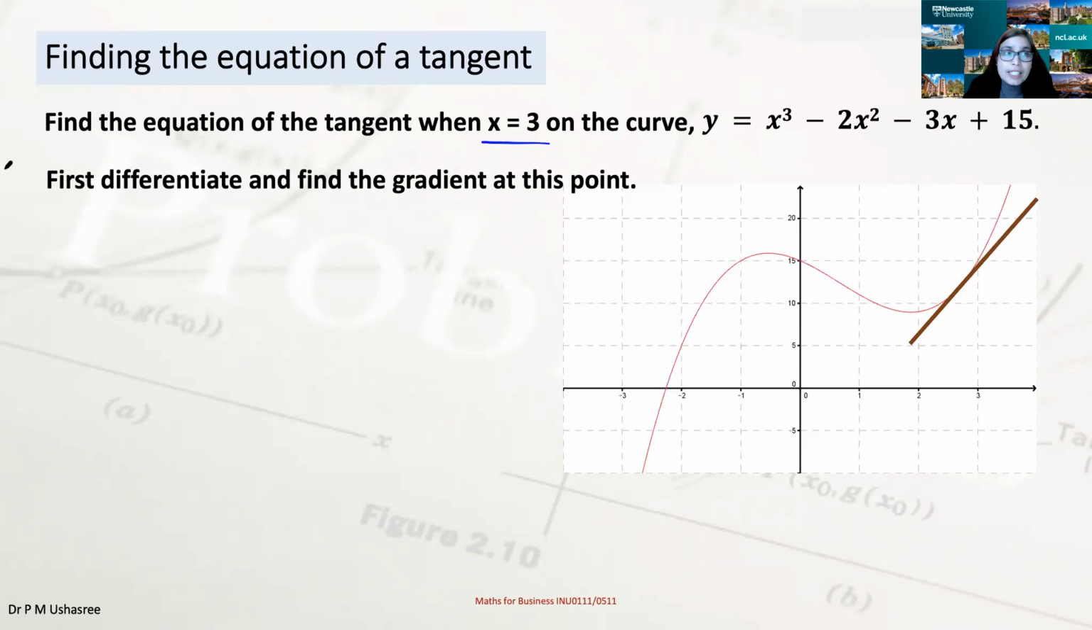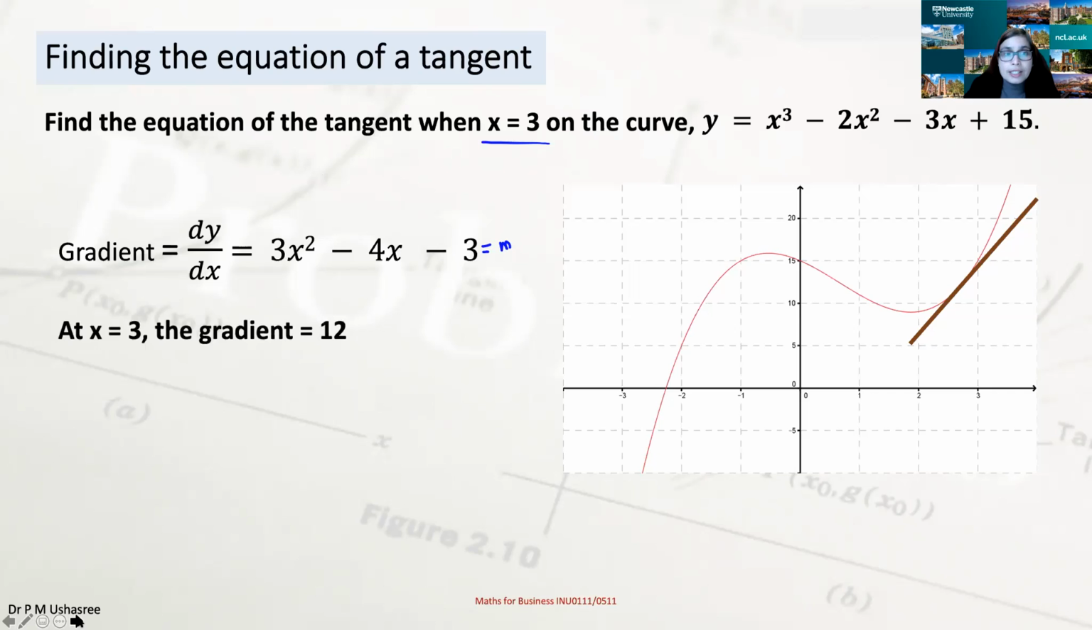Okay, so first step, differentiate and find the gradient at that point. You have the equation of the function, so you get dy by dx. This is nothing but equal to the slope of the straight line, isn't it? It should be the same. So at x is equal to 3, substitute x is equal to 3 here, and then you'll get the value. So it will be nothing but 3 times 3 is 9, minus 4 times 3 is 12, minus 3, which is nothing but 12. So you get the gradient at that point.